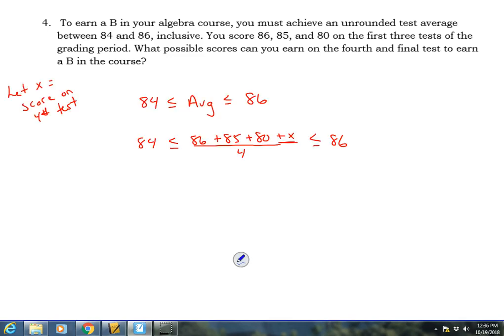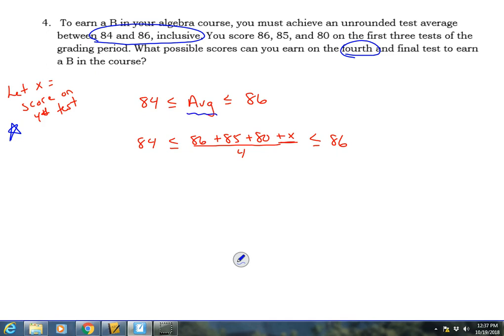Okay, this question is basically asking, what do I need on the fourth test? Now, when they say fourth and final test, it means that the fourth test is the final test. What do I need on that fourth test to earn an average or to get a B in the course? So I have my let statement. Let X equal the score that I need to get on the fourth test. And what the question is saying is, in order to get a B, I need to be between 84 and 86 with my average.